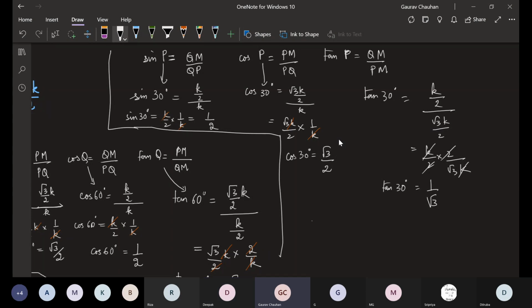Got it. Can you find cosec 30, secant 30 and cot 30 now? Sir, cosec 30 is 2 by 1, sir. 2 by 1? 2, sir. Secant 30 is? 2 by root 3, sir. 2 by root 3. Cot 30 is? Cot 30 is root 3, sir. Root 3. We good? Anyone has any doubts so far?